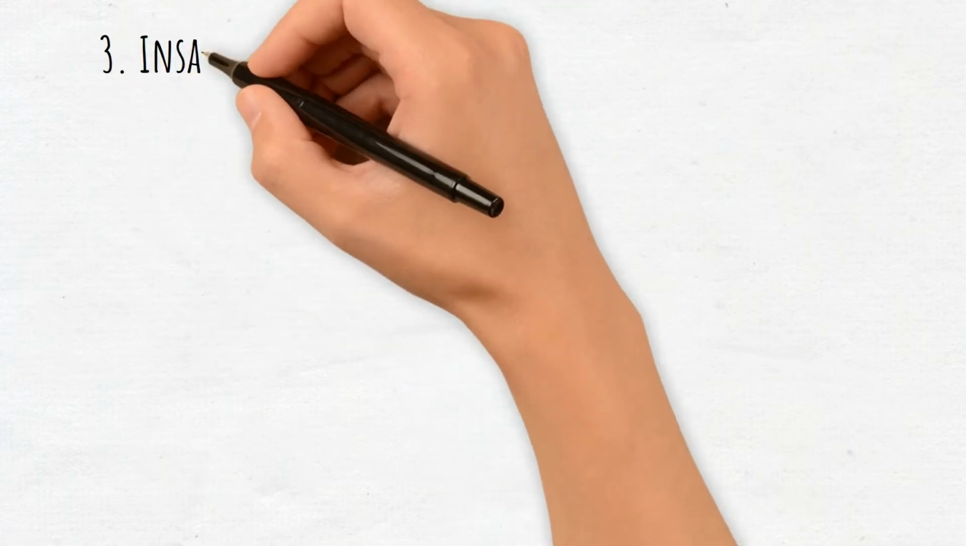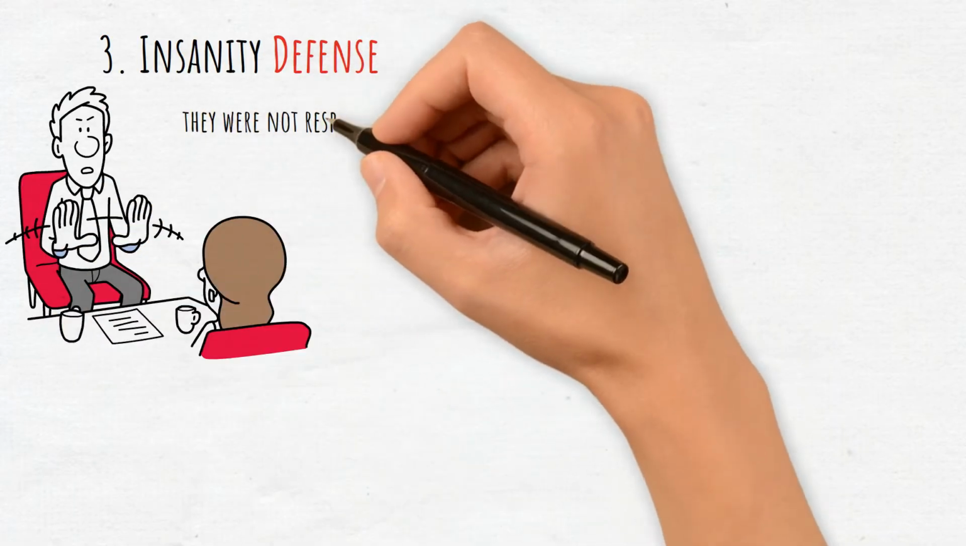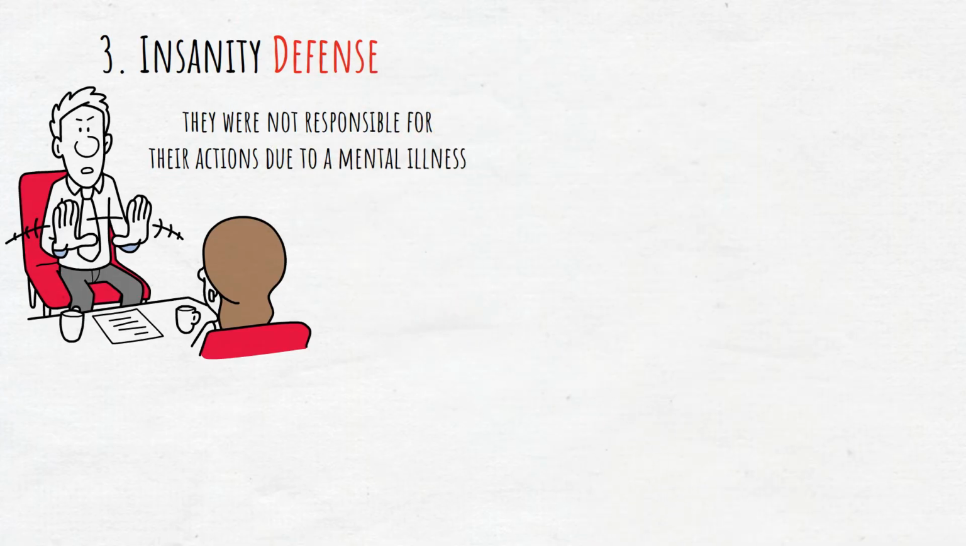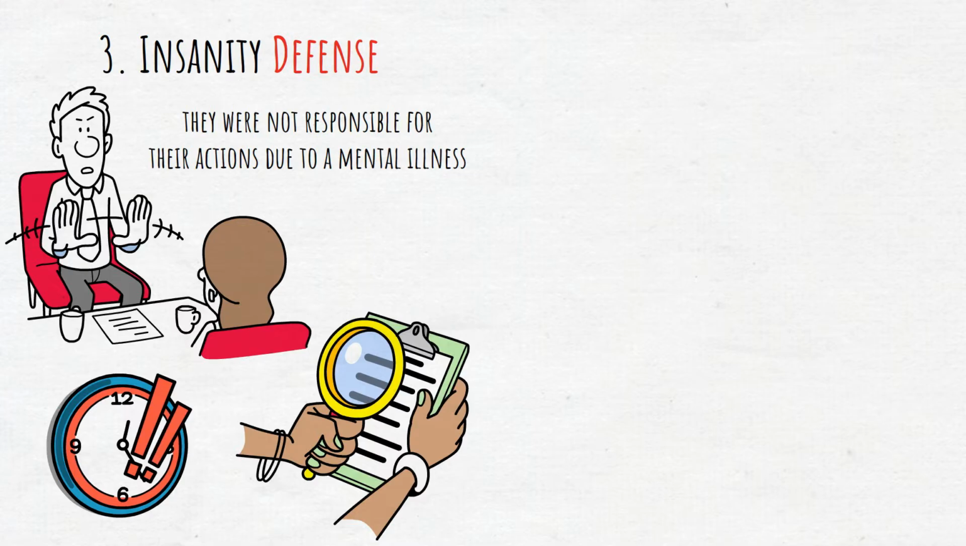3. Insanity defense. This legal defense is used when a defendant claims they were not responsible for their actions due to a mental illness. Psychologists evaluate the defendant's state of mind at the time of the crime.